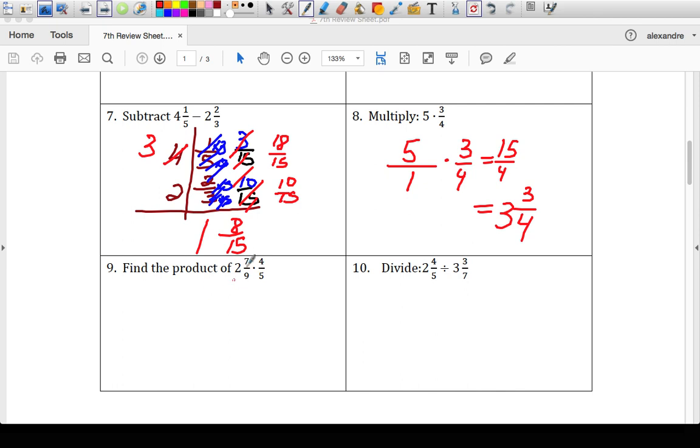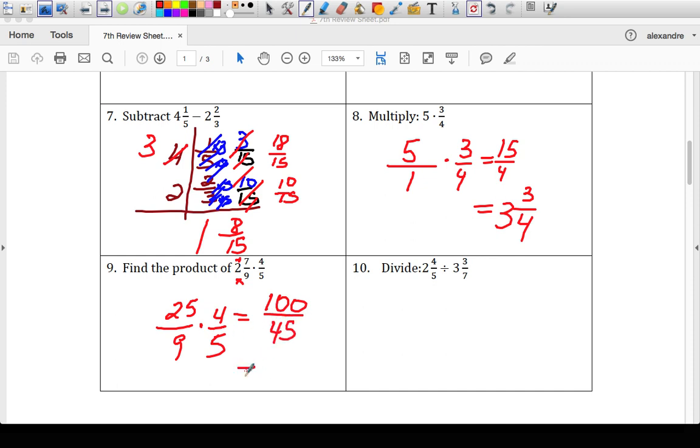Product, again, let's change that to an improper fraction, so 9 times 2 is 18, plus 7 is 25, 25 over 9 times 4/5. If you can simplify before multiplying. The 25 and 5 you could, but I'm just going to do this. So 25 times 4 is 100. 9 times 5 is 45.